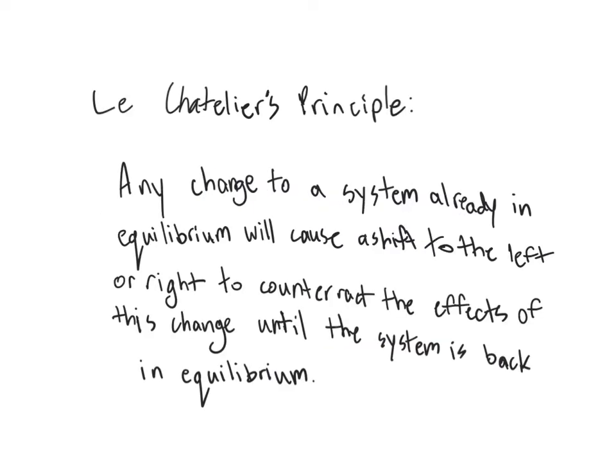Before we jump into this problem, a quick definition for Le Chatelier's principle is that any change to a system already in equilibrium will cause a shift to the left or right to counteract the effects of this change until the system is back in equilibrium. Of course, there are some exceptions to this principle, which is basically when there's a change that doesn't affect the shift for equilibrium, as in adding or removing a solid or a catalyst.